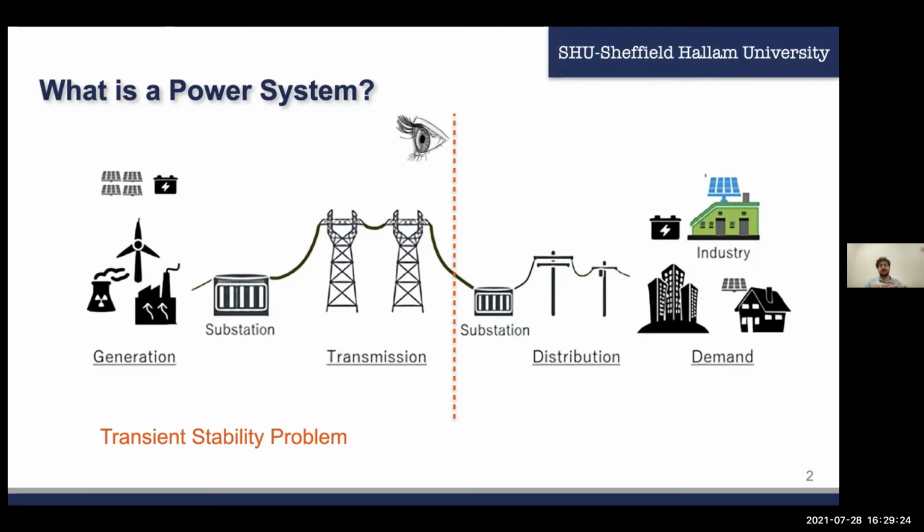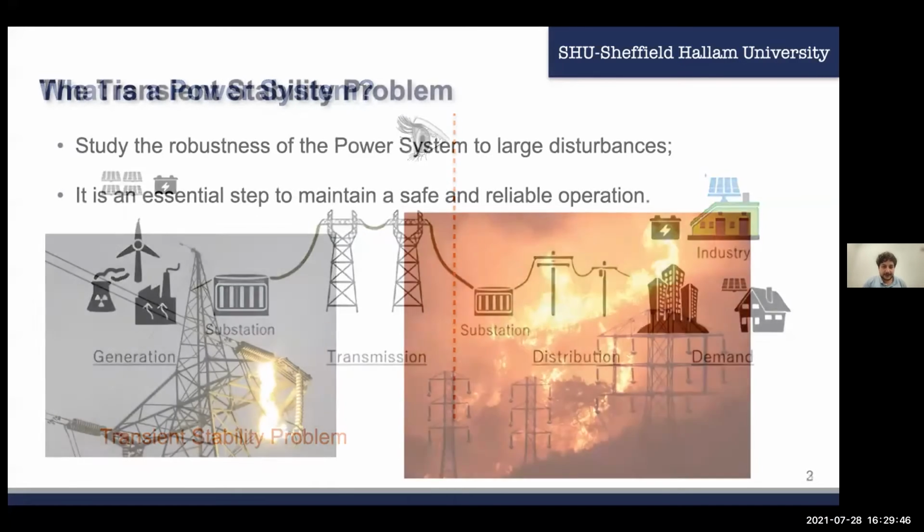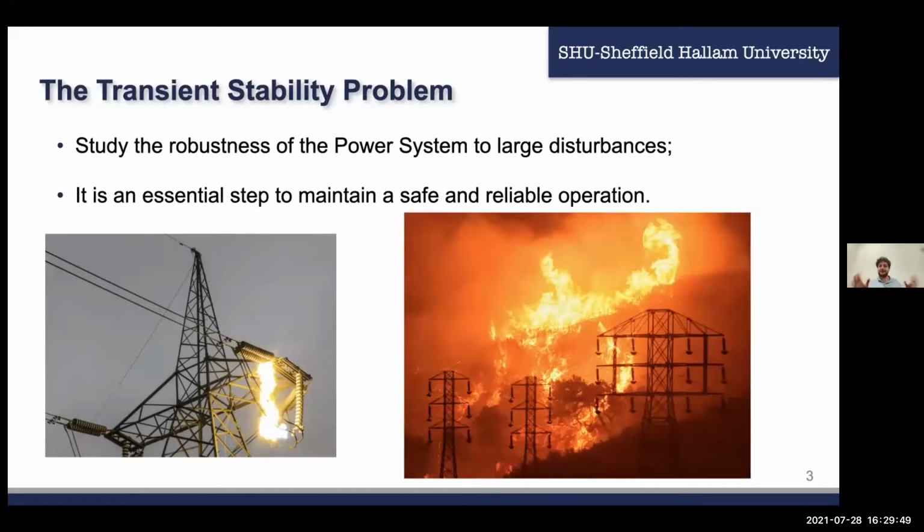From the nonlinear stability analysis, we are looking at the transmission and generation side. We are assuming that the distribution and demand side are loads in our analysis. In electrical engineering, we usually call the nonlinear stability analysis the transient stability problem, because we are dealing with large disturbances in our system, such as losing a transmission line or having large short circuits.